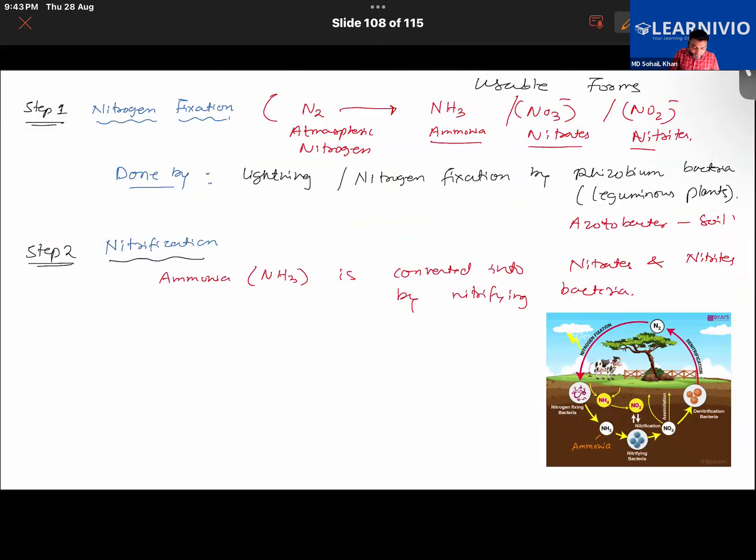That is what I have written here. Ammonia is converted into nitrates and nitrites by the nitrifying bacteria. I hope there shouldn't be any confusion so far.